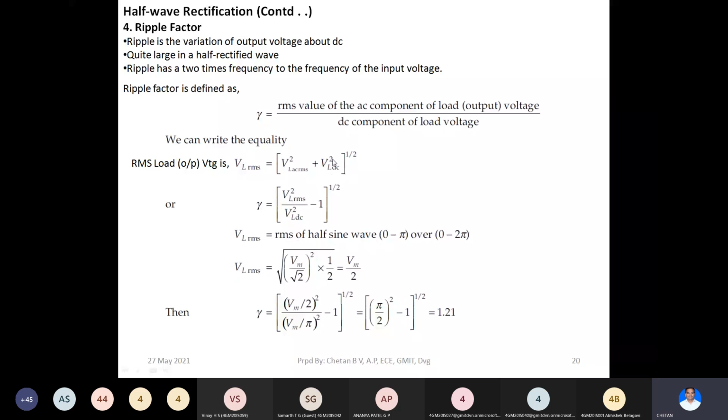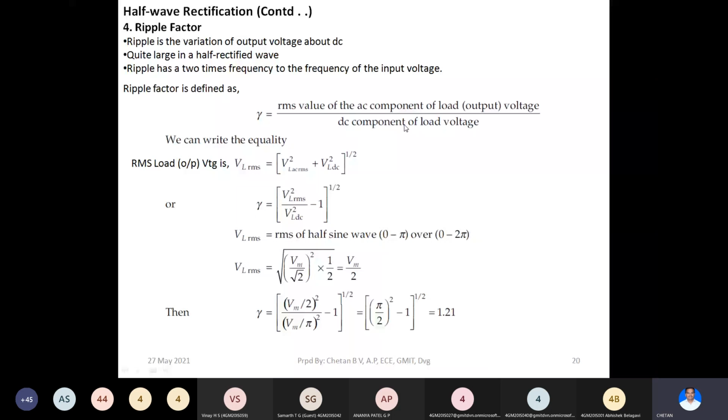So what we want in the numerator is this VLACRMS, right? If you take the square on the LHS side, it will become VLRMS square, that will be equal to VLACRMS square plus VLDC square. Therefore, VLACRMS square would be equal to VLRMS square minus VLDC square. If you substitute that in this ratio, what you will get is VLRMS. At the denominator, you have VLDC as usual.